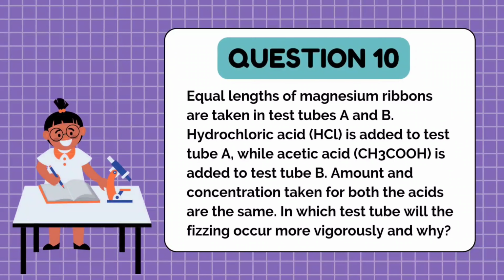Question 10. Equal lengths of magnesium ribbons are taken in test tubes A and B. Hydrochloric acid HCl is added to test tube A, while acetic acid CH3COOH is added to test tube B. Amount and concentration taken for both the acids are the same. In which test tube will the fizzing occur more vigorously and why?